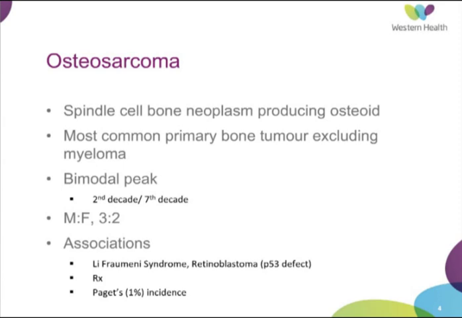Osteosarcoma is a spindle cell neoplasm that produces osteoid, so that's the defining feature of osteosarcoma. It's an osteoid producing tumour. It's the most common primary bone tumour, excluding myeloma. There's a bimodal peak in its incidence, most commonly in the second decade, but there's also another peak in later life that's usually associated with Paget's disease, which I'll go into.